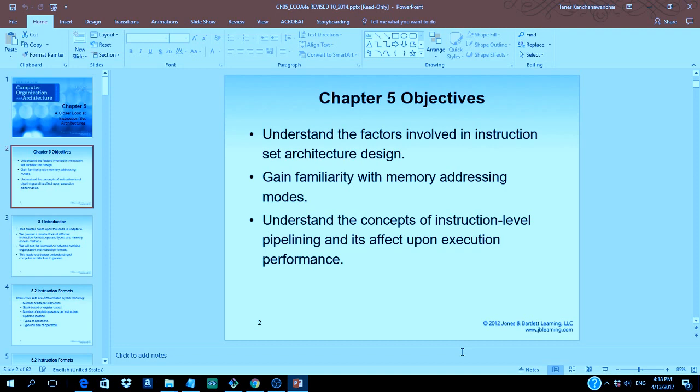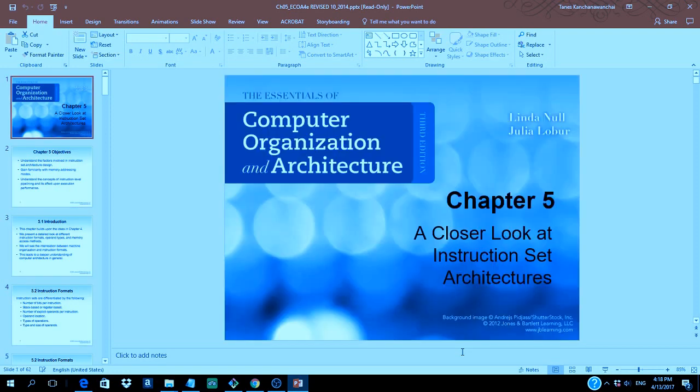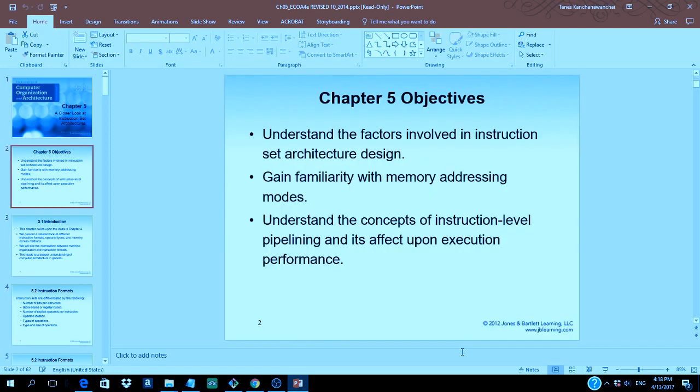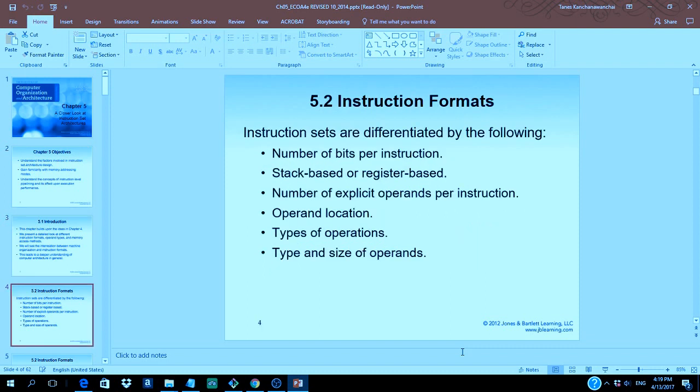It should be dependent upon the chipset, not the OS. So it's a CPU hardware level problem. Now we're going to look at the instruction set architectures, right? That is what it's called. Yeah, that's it.